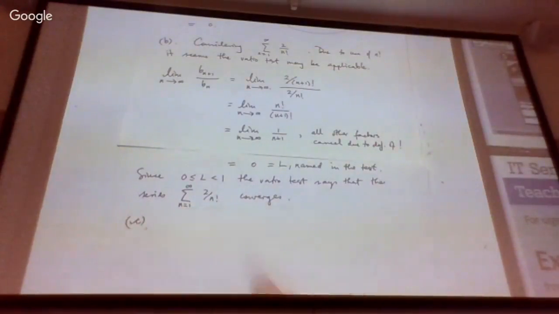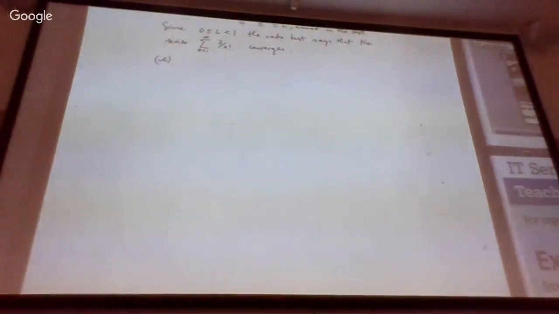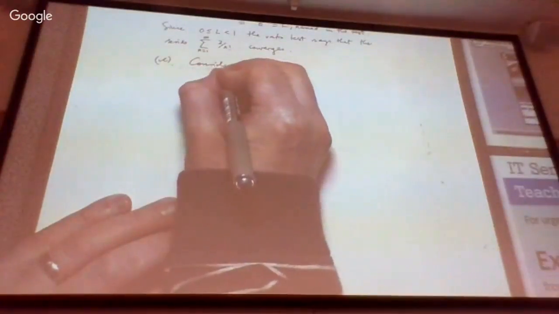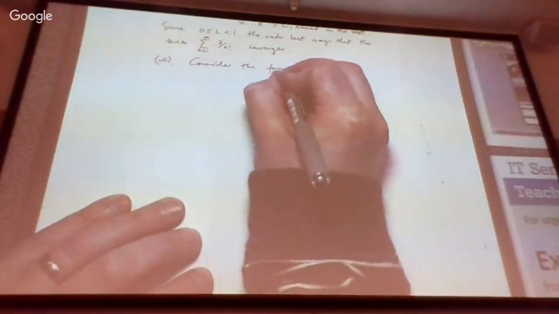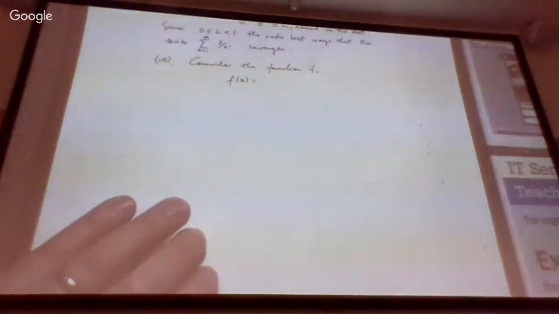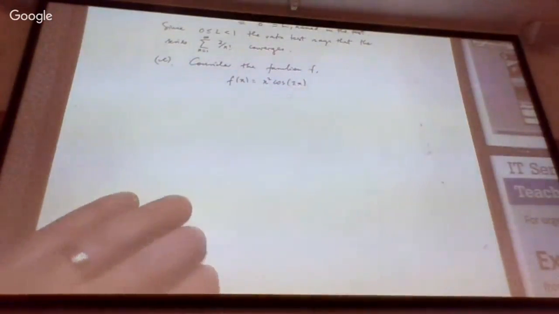Part C here is about some work with the derivative. It's just simply find the first and second derivatives of a function, clearly stating any results about differentiation that you use. Okay. So we're considering the function f, which is defined by this formula here. f of x is x squared times the cosine of 2x. Okay, and the question wants its first derivative and its second.